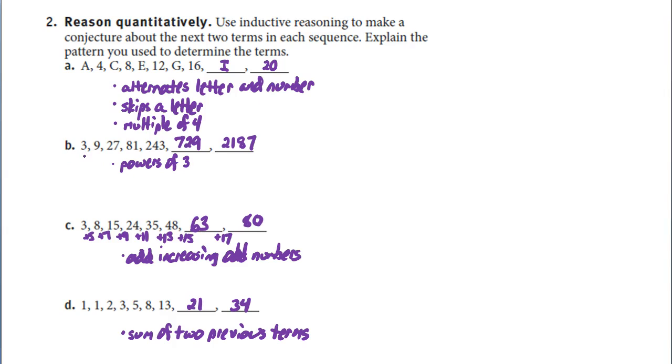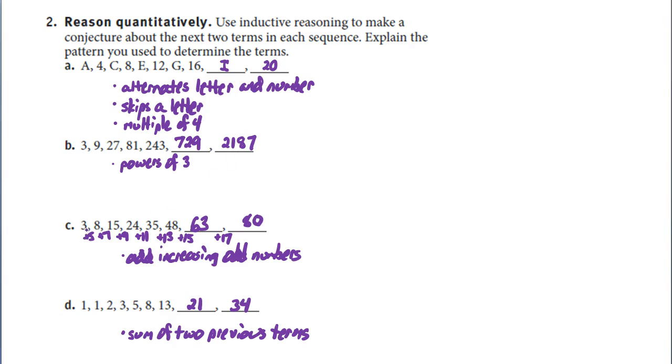Question B, 3, 9, 27, 81, 243. I recognize these as the powers of 3. This is 3 to the first power. This one is 3 to the second power. This one is 3 to the third power, to the fourth power, to the fifth power. So this is 3 to the sixth power, 729. This one here is 3 to the seventh power, 2187.